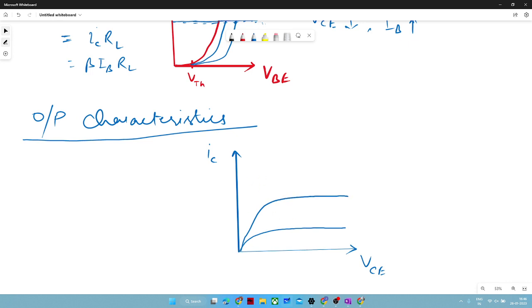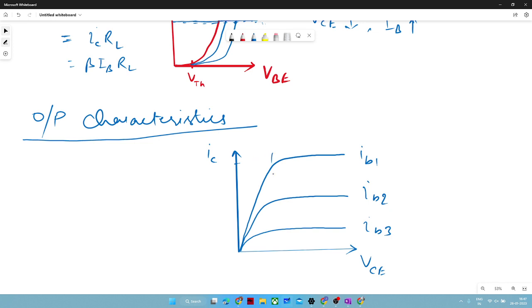And this third parameter will be IB. Okay, this is how IB is increasing, then we can see that IC is also increasing, right? So this IB, let us assume IB1, IB2, IB3. So as base current is increasing, collector current will increase.